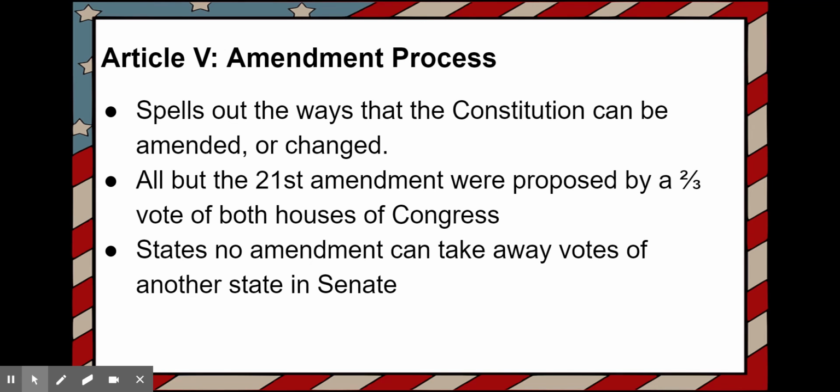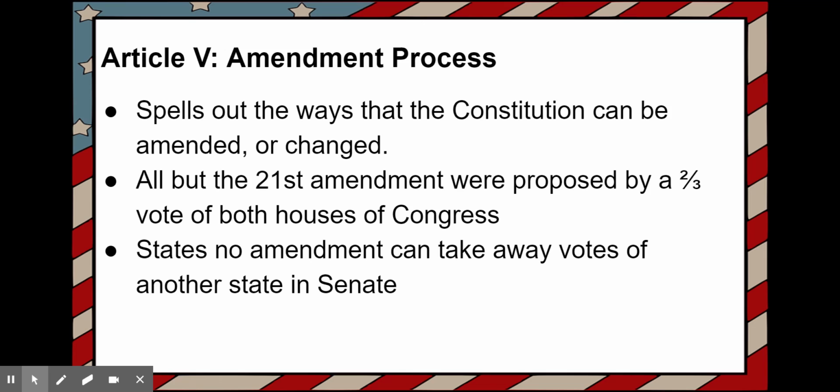Okay, the fifth article, Article 5, talks about the amendment process and how they can change the Constitution. That's what an amendment is, a change to the Constitution. So it spells out the ways the Constitution can be amended or changed. But we talked about the other day that the only way an amendment could be added is if 2/3 of the Congress agree to the proposal. If that doesn't happen, then they have to have a convention with 3/4 of the states.